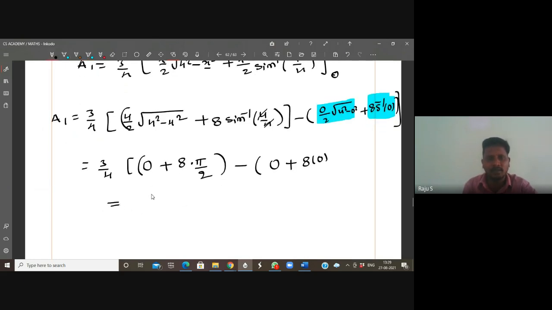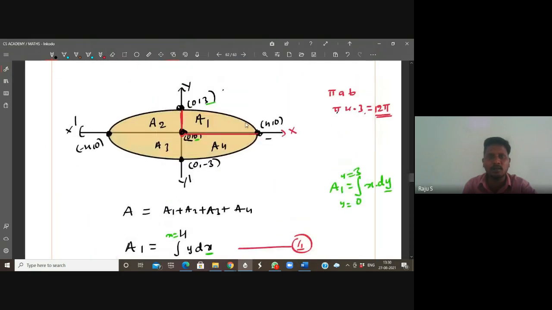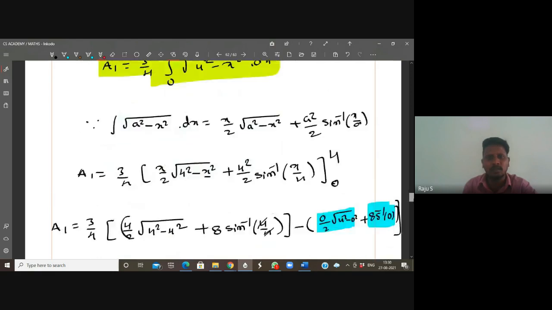So finally A1 is equal to 3 by 4 into 24 by 4 into pi by 2. When you cancel this, 8 3s are 24, so A1 is equal to 3 pi. The area of A2 is also 3 pi. All are having equal areas. So what is the total area? 3 pi plus 3 pi, so 12 pi.